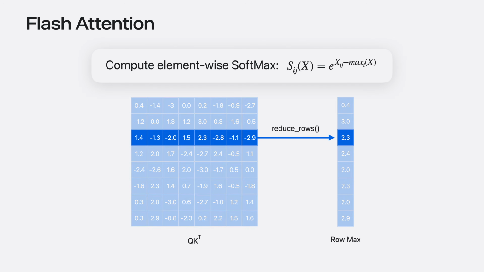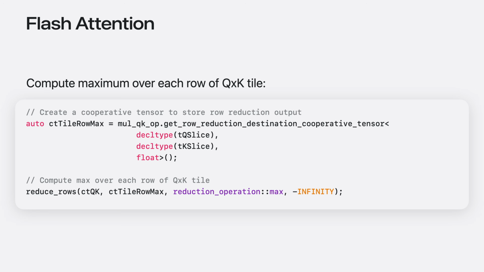Threads will exchange data among themselves to calculate the max for each row. The result is returned in another cooperative tensor. Let's set it up. First, create a cooperative tensor to store the reduction output. Then, pass the source and destination to the reduce rows function. Here, we will use the max reduction operation with an initial value of negative infinity.